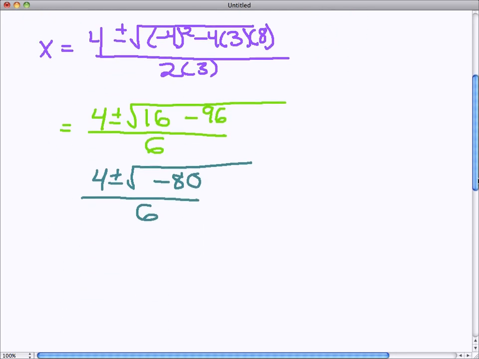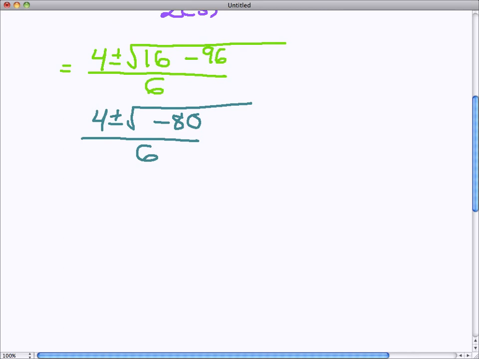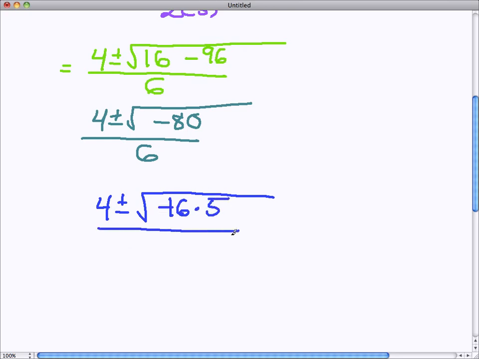And I'm actually almost done. I just do want to do a little bit of simplification. I'm going to look at that negative 80 and look for perfect squares that go into 80. And I'm going to say that 80 is 16 times 5, and we're going to make that 16 negative, because when we take a negative out of a square root, we're allowed to do that as long as when it comes out it becomes an i. So this will actually turn into plus 4 plus or minus the square root of 16, which is 4, i being the square root of negative 1, or that negative sign. And the 5 is going to stay inside.